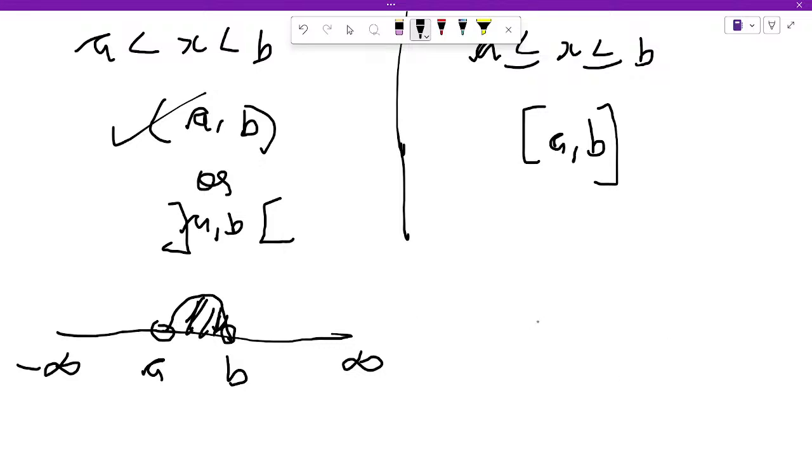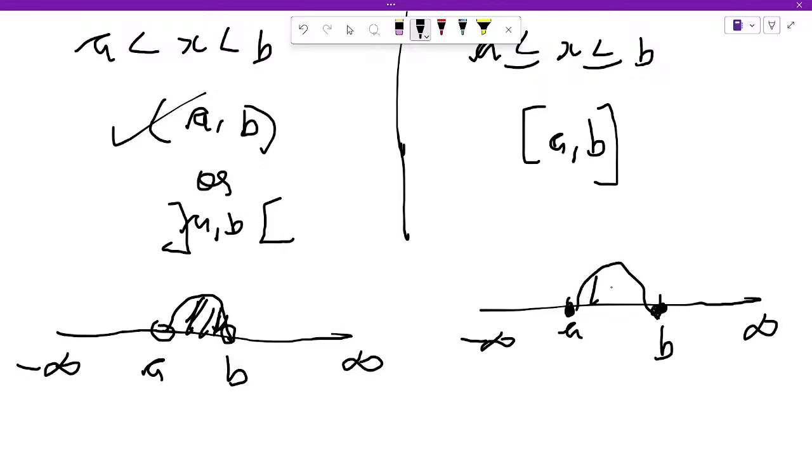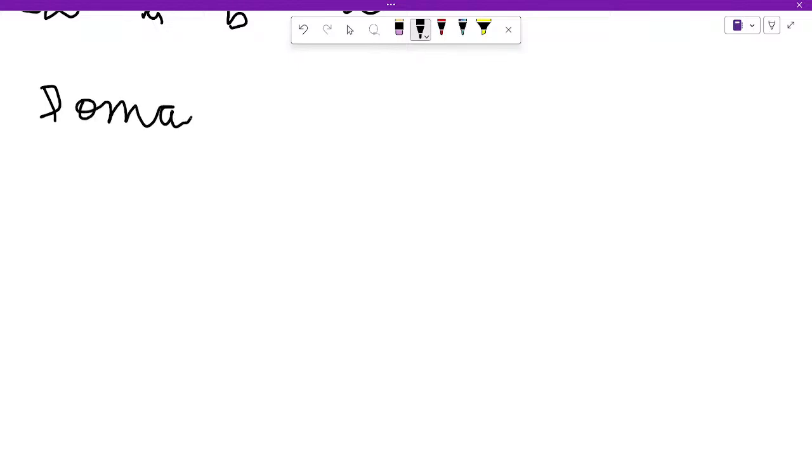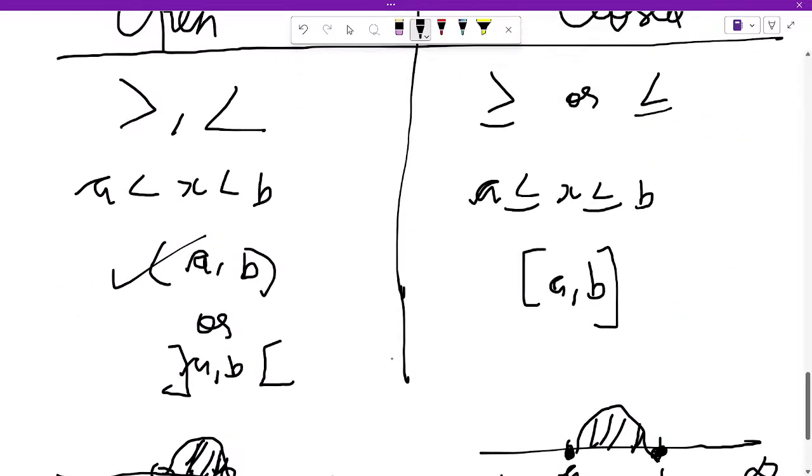For closed interval it will be like this: minus infinity to infinity, a to b. We have to dark the circle and we have to draw this. Now let us move on to knowing the domain and range for each of the inverse trigonometric functions. Let's start with sine inverse x. Sine inverse x I have already shown, but still I'm going to write it. Domain and range. Just go through this.